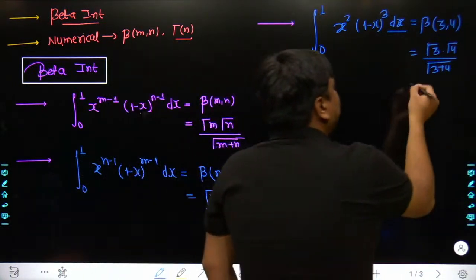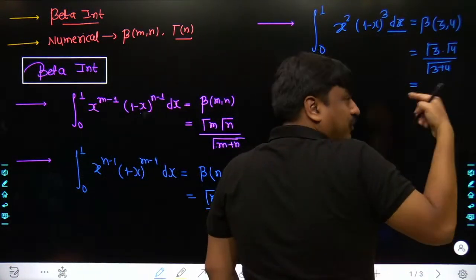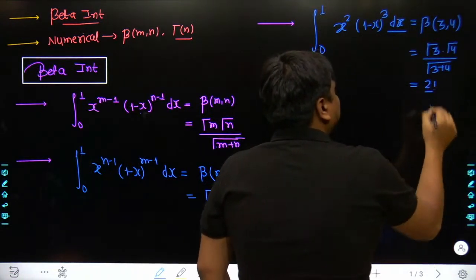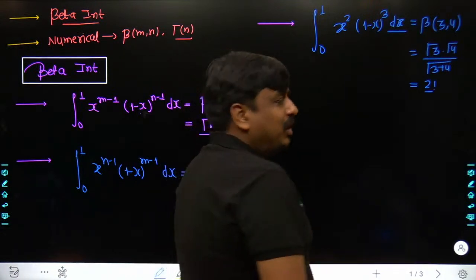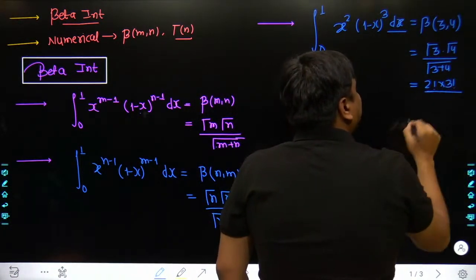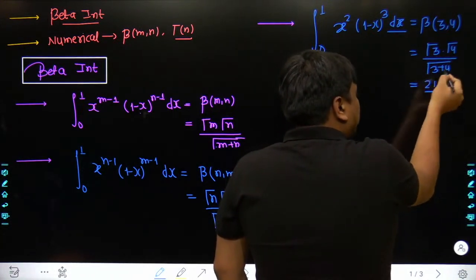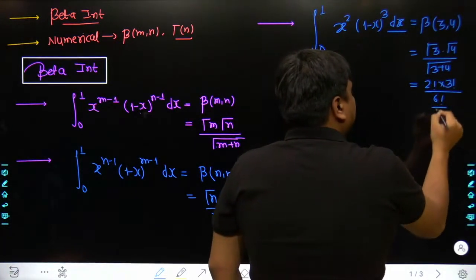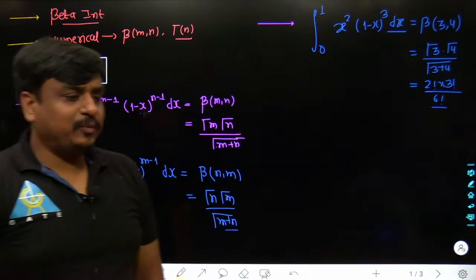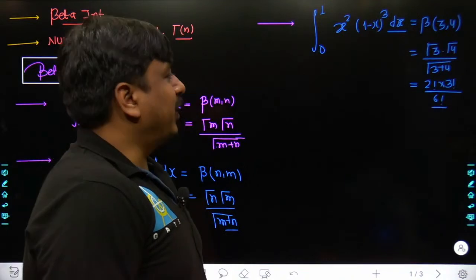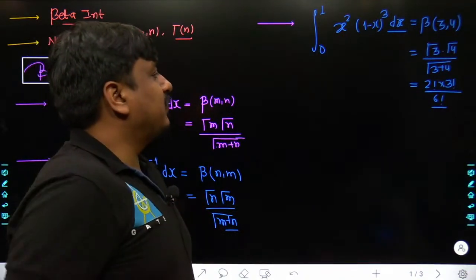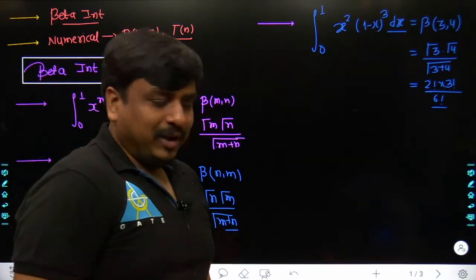Do you know what gamma of 3 used to be? The gamma of n is written as n minus 1 factorial, which we have already seen in the last class. Similarly, gamma of 4 can be written as 3 factorial, and similarly, gamma of 7 can be written as 6 factorial. So from here, easily you would be able to find the answer. Tell me how much answer we are getting for it.